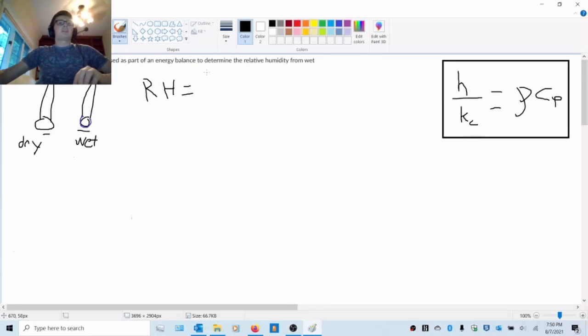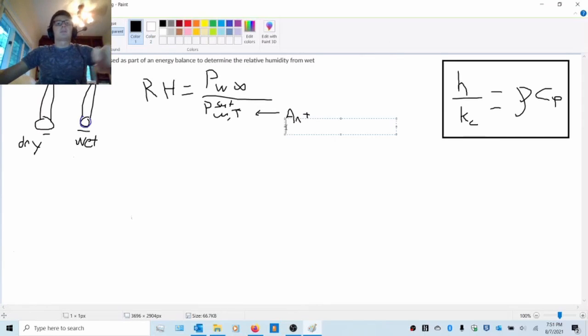So relative humidity can be defined as the partial pressure of water in the air divided by the saturation pressure of water at a certain temperature. And this bottom part we can find from an Antoine equation.